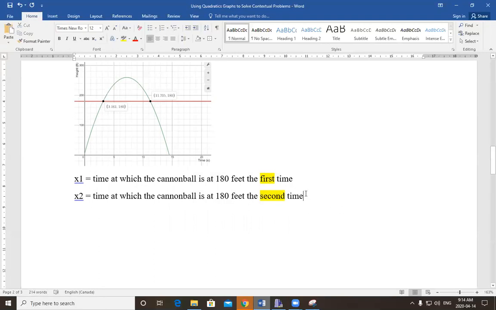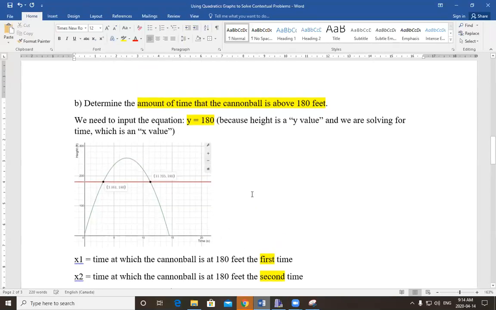Again, this is putting it in context for us. You don't need to write this part out, but I'm just doing this for learning. What you do need to state is the x1 and the x2. So x1 is the x coordinate 3.161, and x2 is the second coordinate, x 11.235. It's very important here that we are using the x value because we're solving for the amount of time.